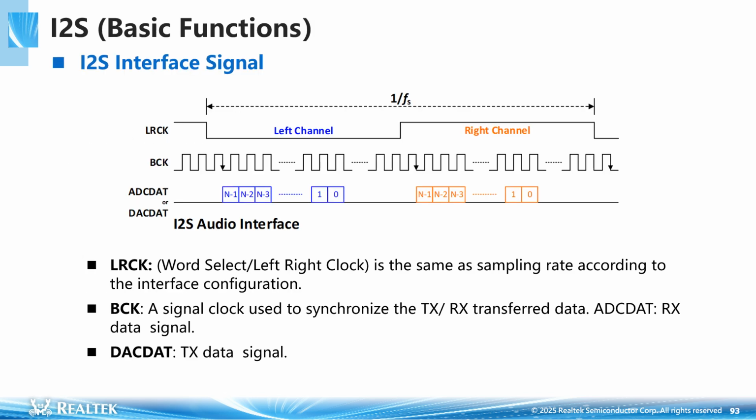The I2S interface includes the left-right clock signal, bit clock signal, and data lines for DAC and ADC. In I2S or left-justified format, this clock signal can indicate whether the data is on the left or right channel. In PCM mode, the clock can be used as a frame sync signal.